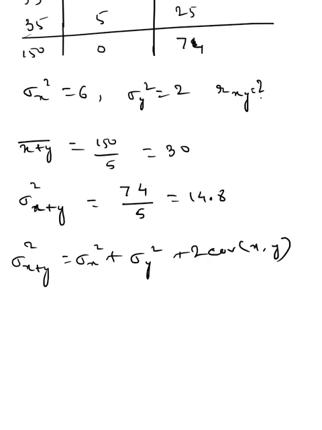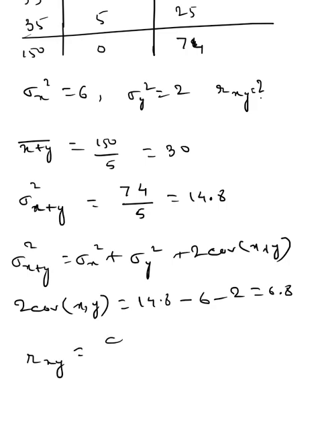Now we know sigma x plus y square is equal to sigma x square plus sigma y square plus 2 covariance xy. So 2 covariance xy is equal to 14.8 minus 6 minus 2. So this is 6.8. So now the covariance xy is 6.8 divided by 2. So this becomes 3.4.